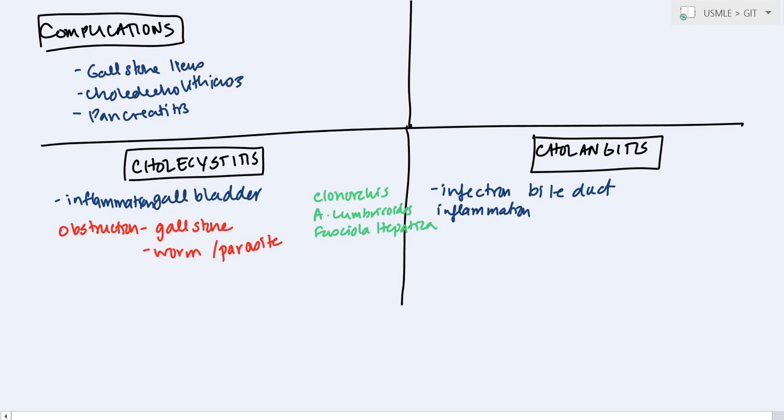Both these worms. Now, can it happen without an obstruction? It can. This is called acalculous cholecystitis, and this is generally in patients who are bedridden and they're getting TPN. They're getting, or they're sickle cell patients, and it's also found in diabetes mellitus patients.